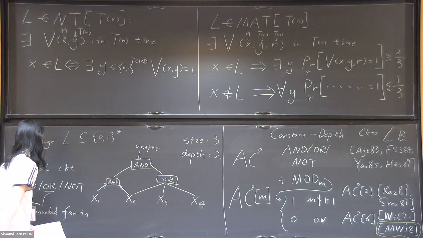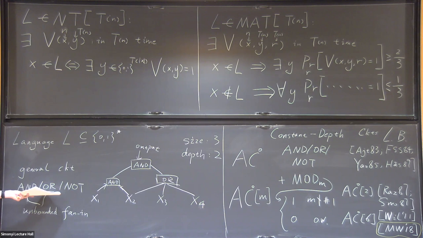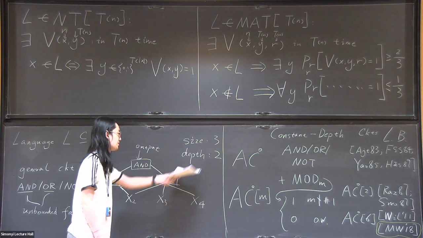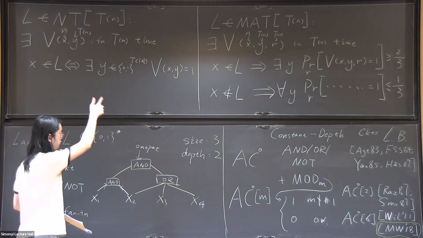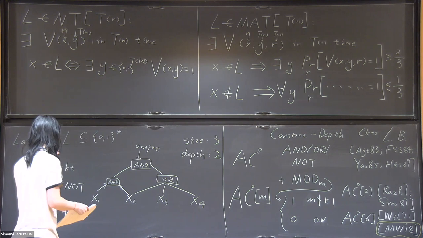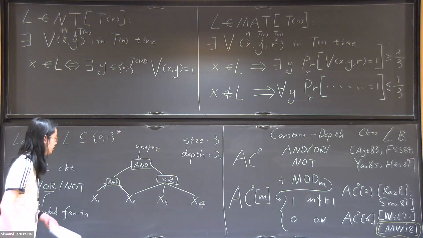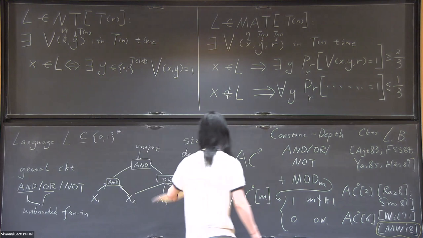Here, I'm going to allow the AND and OR gates to have unbounded fan-in. This has no effect on the definition, just to make it consistent with the AC0 I'm going to talk about. In a general circuit, I have no restriction on the depth. The depth can be as large as the size, like you can have a line, although that's probably a meaningless circuit. So a circuit is just a combinatorial way to organize computation. You can think about it as that.